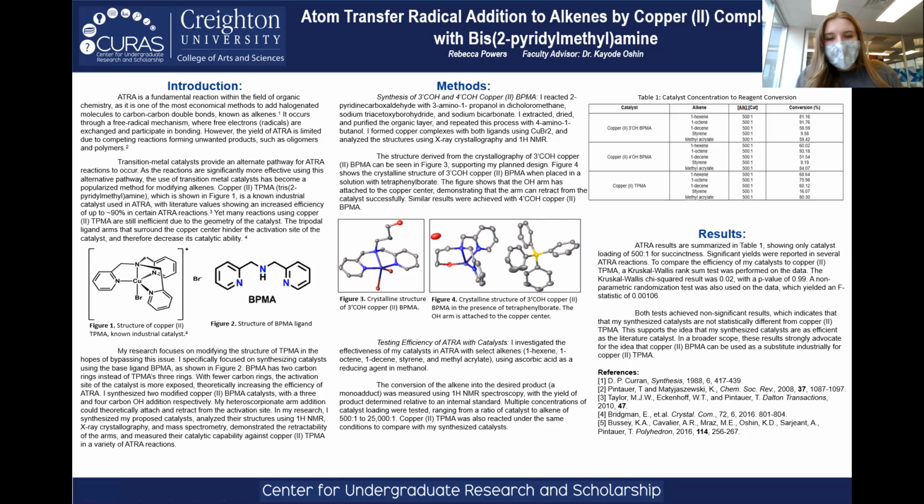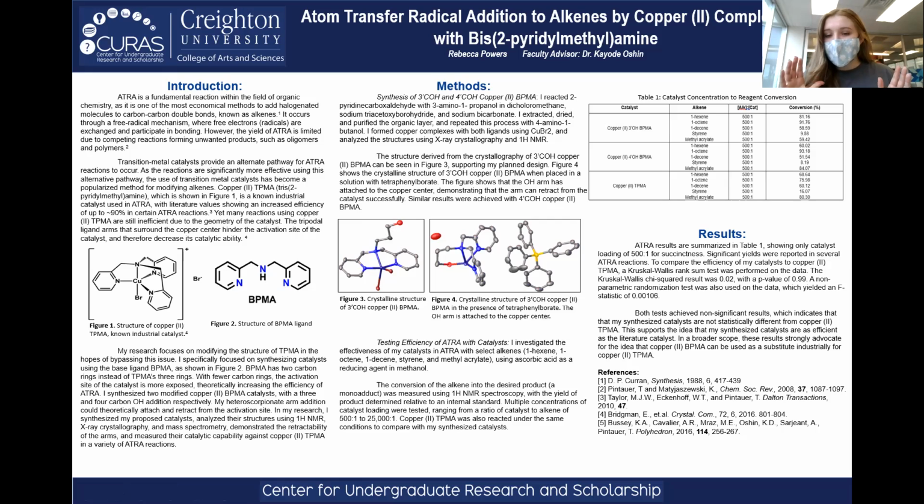So the ones that I'm going to talk to you about today are 2 catalysts that I synthesized called 3OH and 4OH copper 2 BPMA. And so what I essentially did was I took this BPMA ligand and I added a copper center to it. And then I also added this arm. And if you see, this arm is made out of 3 carbons, if you can see my mouse. If not, refer to figure 3. There are 3 carbons with that little OH group, which is represented by this red dot.